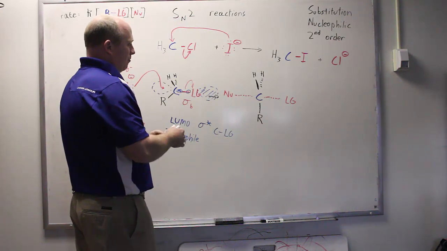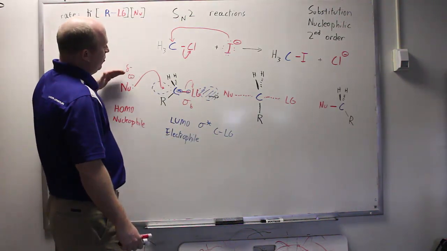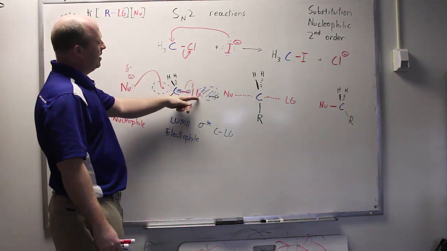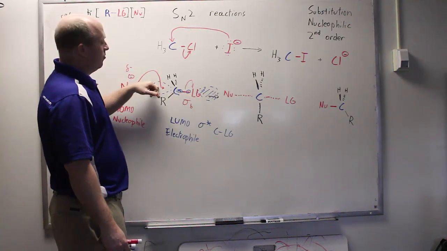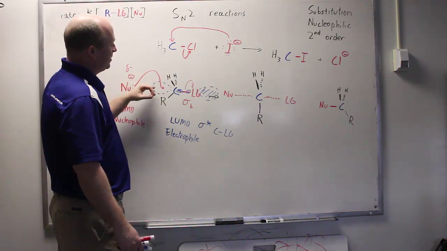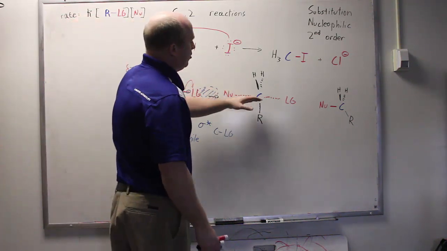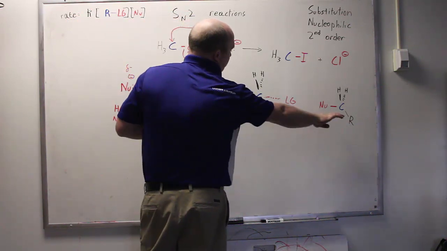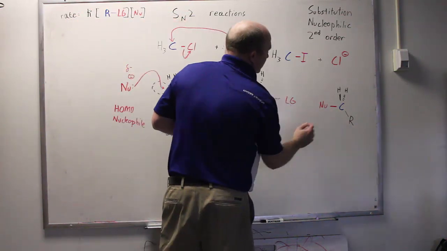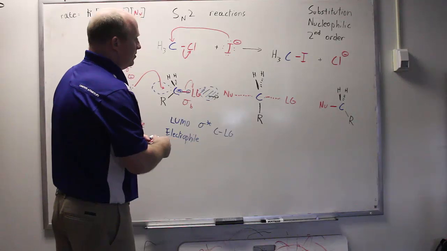So the nucleophile has to approach from the backside of the carbon-leaving group bond, because that's where the main lobe of the sigma star orbital is. You're going to fill that sigma star with electron density, and that's going to cause the leaving group to leave from the other side. The nucleophile is coming in from the back, the leaving group is leaving out the front, and the result is that the nucleophile is now bound on the other side.